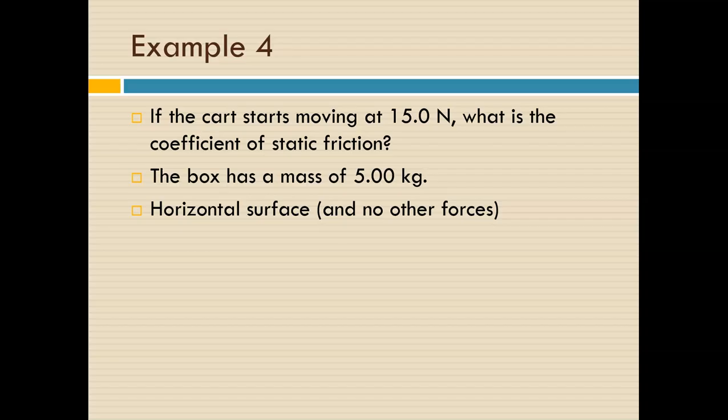Okay, so let's try a simple problem here. If we have a cart that starts moving at 15 newtons, what is the coefficient of static friction? The box has a mass of 0.5 kilogram. It's a horizontal surface with no other forces. I'm asking what the coefficient of static friction is because this is similar to example number 4. When the cart is just about to start to move, we're going to take the measurement then.